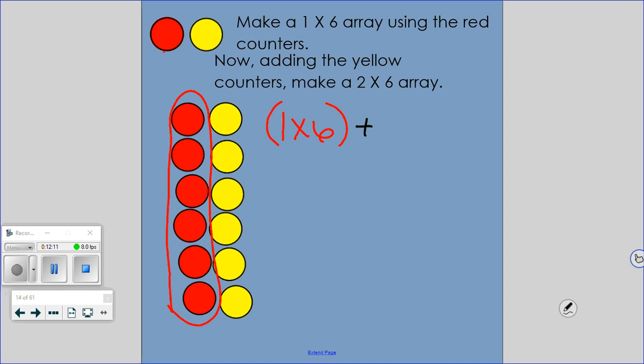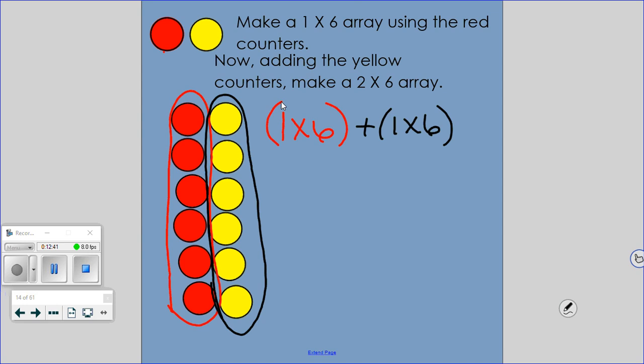Next to that, I want you to write a plus sign. Can I write it under it? No, or rearrange your notebook. I want you to circle the other 1 by 6. So we took one 1 by 6, and then we added another 1 by 6, and we smushed them together. Plus 1 by 6. Right? We made a red 1 by 6 array, and then we made a yellow 1 by 6 array, and we smushed them together.